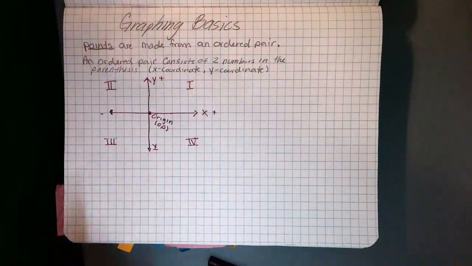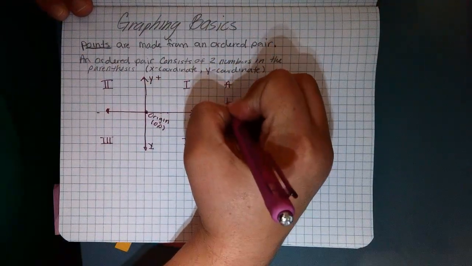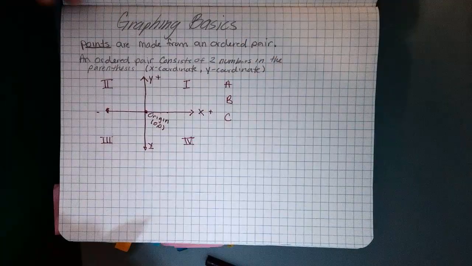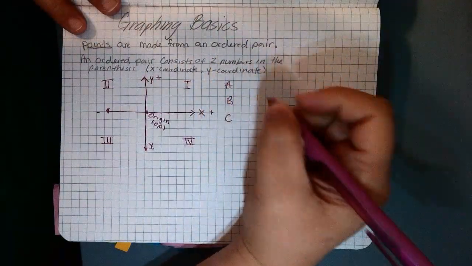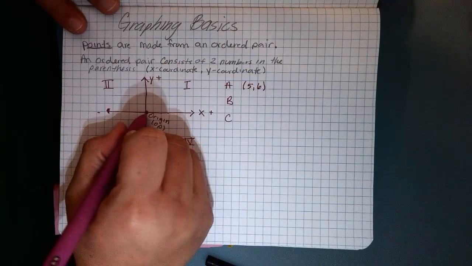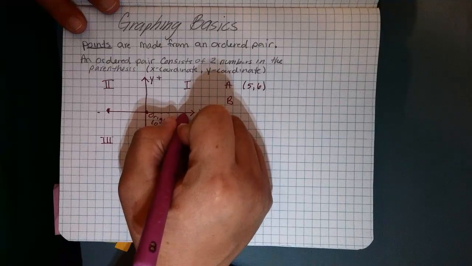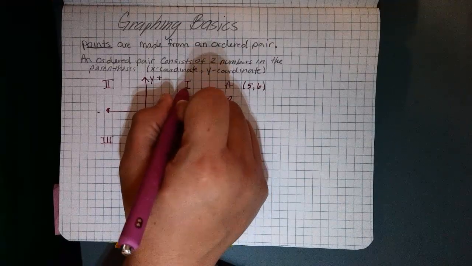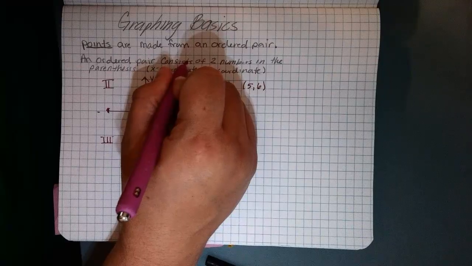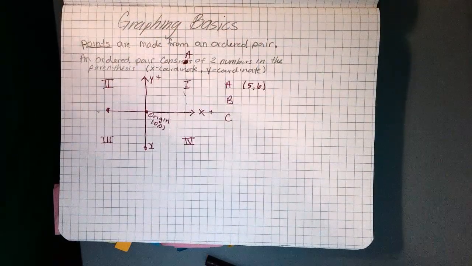Okay, and then if we were to plot a few points, we can plot point A, B, and C. Point A is (5, 6), so I'd start from the middle and count out 5 in the x direction and 6 in the y direction. I don't know why I picked a point off of the graph, but there you go. Point A is up here.